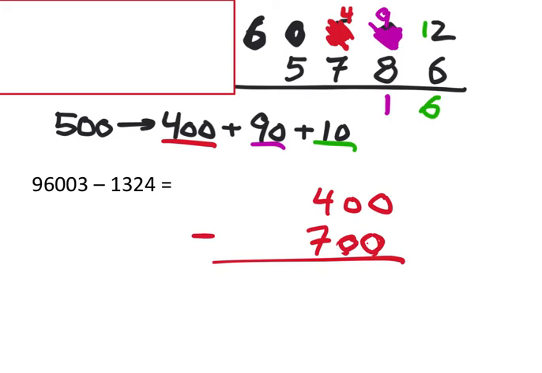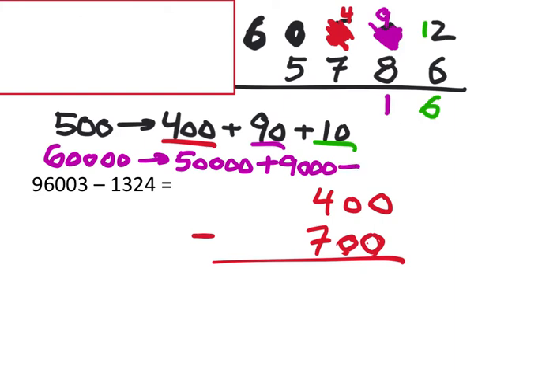So I would go then to the next place value, the thousands. Well, there are no thousands. So I'm going to have to take the 60,000 and put 10 of those into the thousands place value. To show the work, that means I take the 60,000 and transform it into 50,000 with 9,000 and another 1,000.